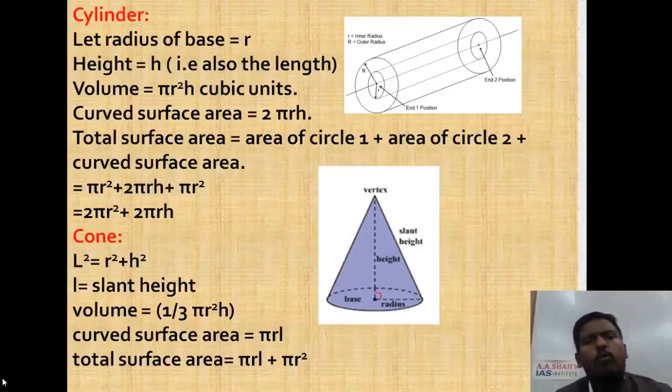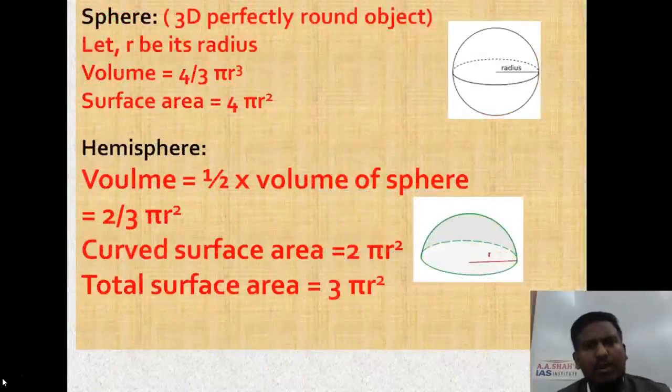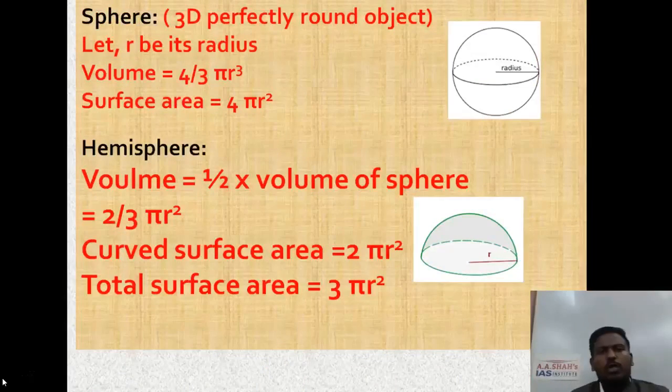So from the cone we move towards the last geometrical entity, which is the sphere. All the geometrical entities and the formulae mentioned in this video lecture are quite important. If you remember those things, you can easily solve any topic related to mensuration. Okay, so let's get started with the sphere.